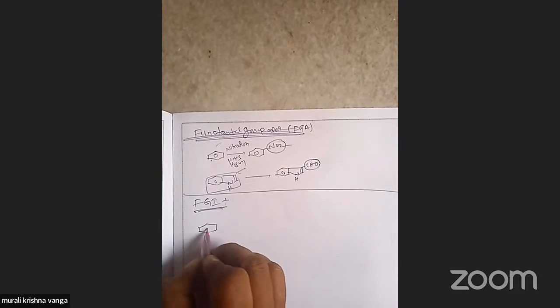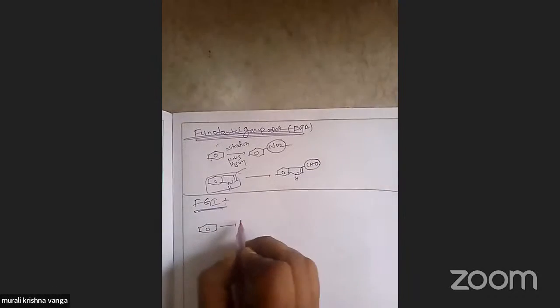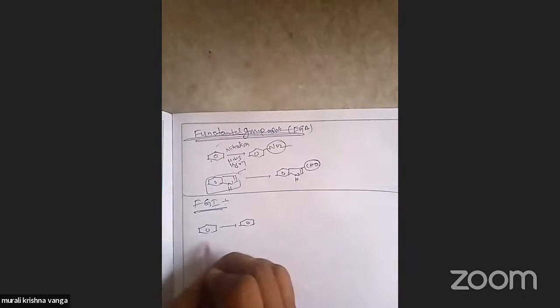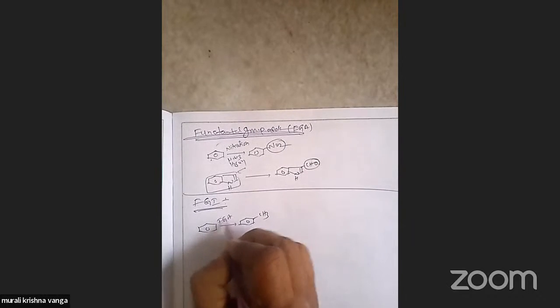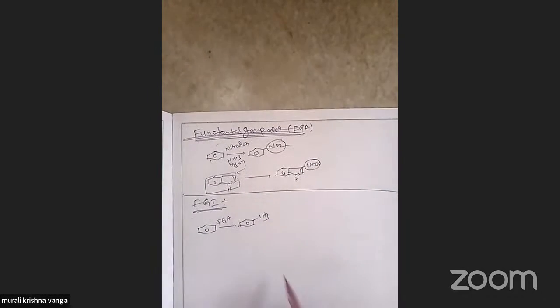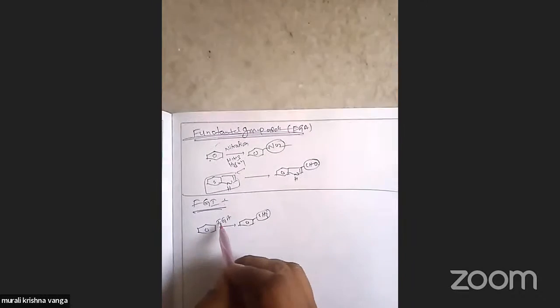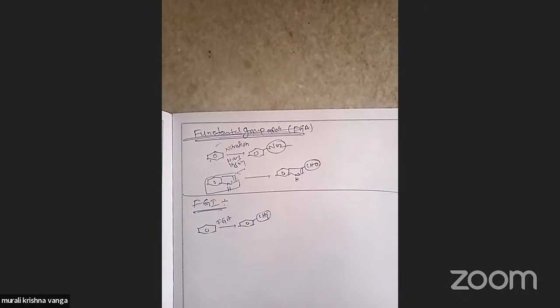Simply, when benzene undergoes alkylation, it gives toluene. This is a functional group addition, the addition of one functional group on benzene. The methyl functional group is introduced on benzene. Therefore, it is a functional group addition.